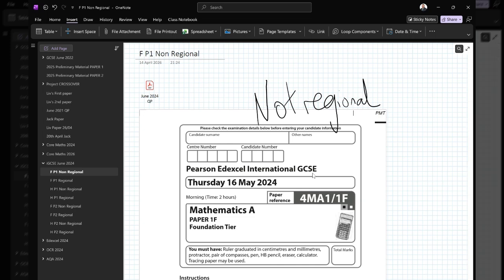This is the first one of our GCSE series that I'm starting for 2026, sorry. I've gone back a decade. We're starting off with the May 2024 paper. This is paper 1 on the foundation. It's not regional, and we'll see how many we can get answered in this short period of time.